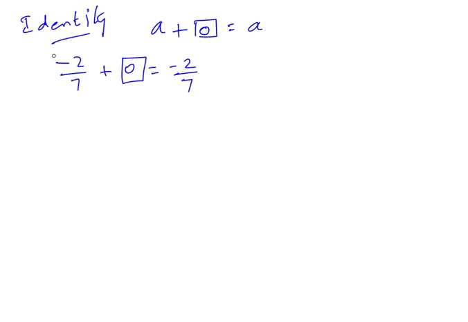So, 0 is the identity under addition. Identity means it is making the same number as the answer. What number we have taken, that same number becomes the answer. So, 0 is the identity. Inverse.